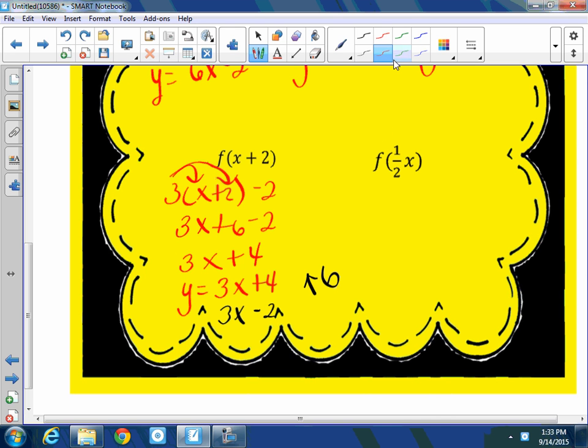And this would be half of x. Now remember, the mother function is 3x minus 2. So we're going to take that x and substitute it by the 1/2 x. 3 times 1/2 would be 1.5x minus 2. So the new function is 1.5x minus 2, which means it's less steep, it's more horizontal.